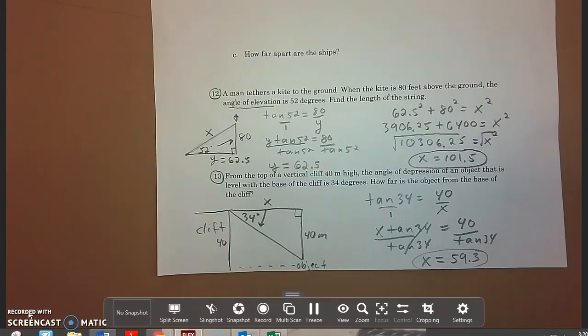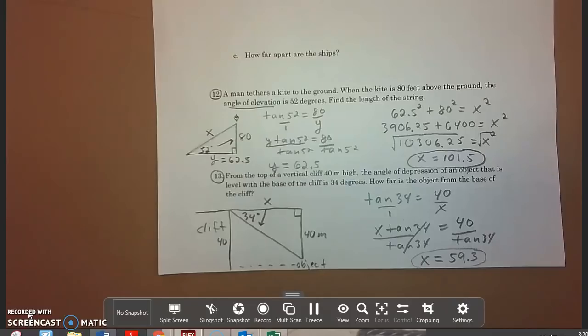All right, so hopefully this helps you understand angle of elevation and angle of depression a little bit better. Thanks.